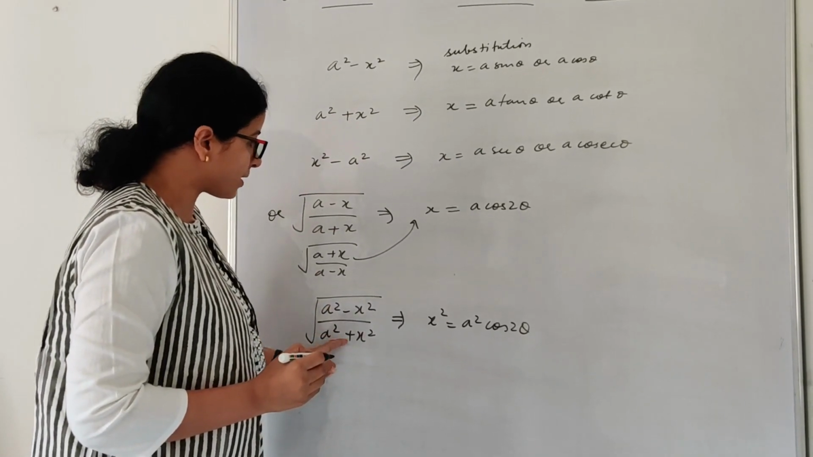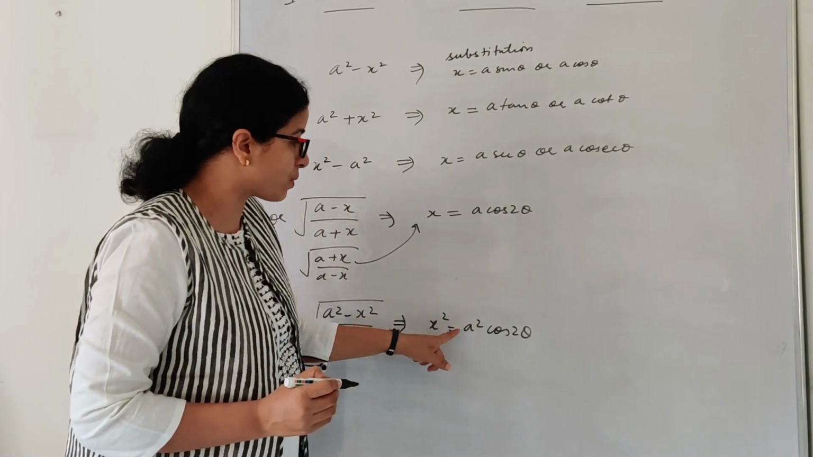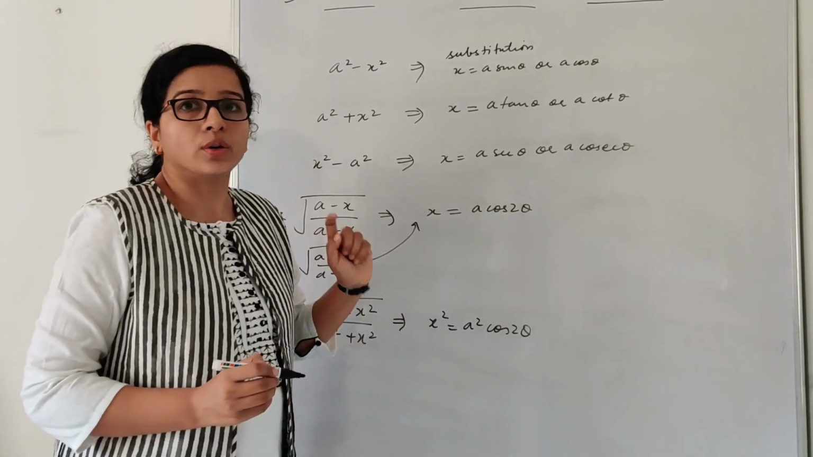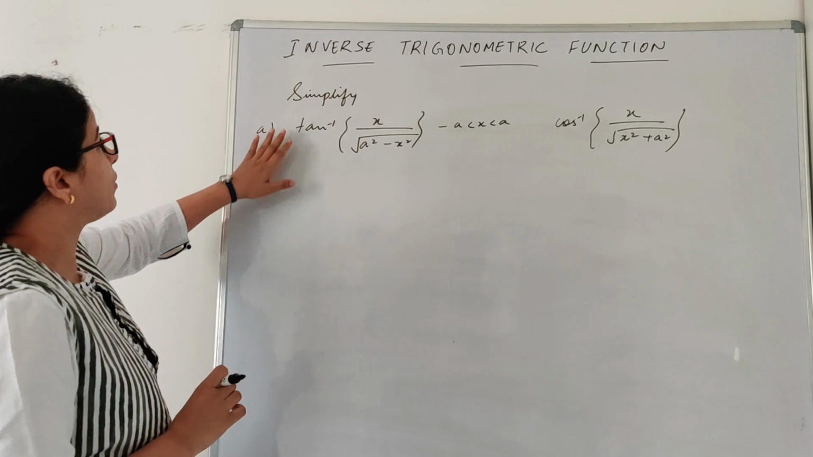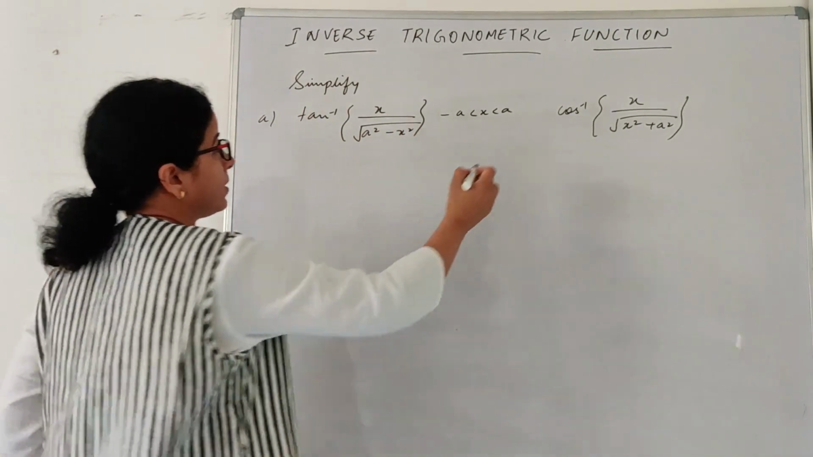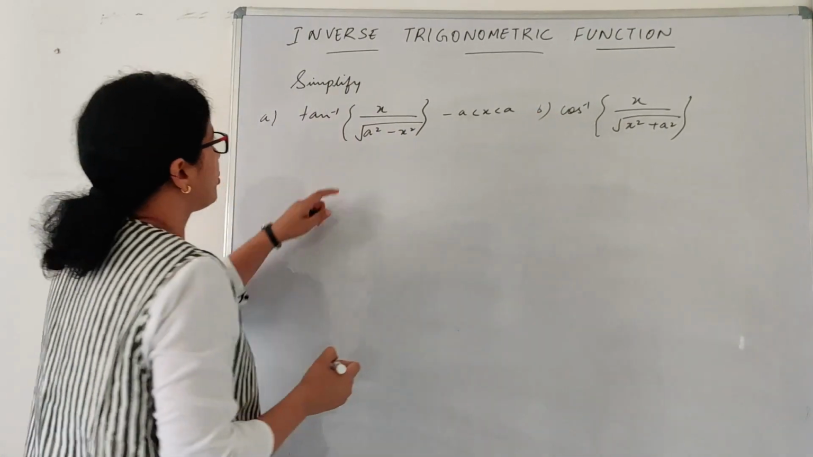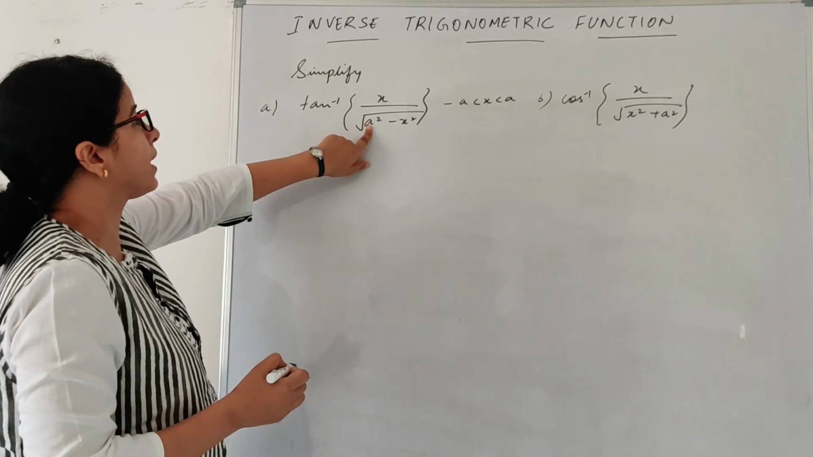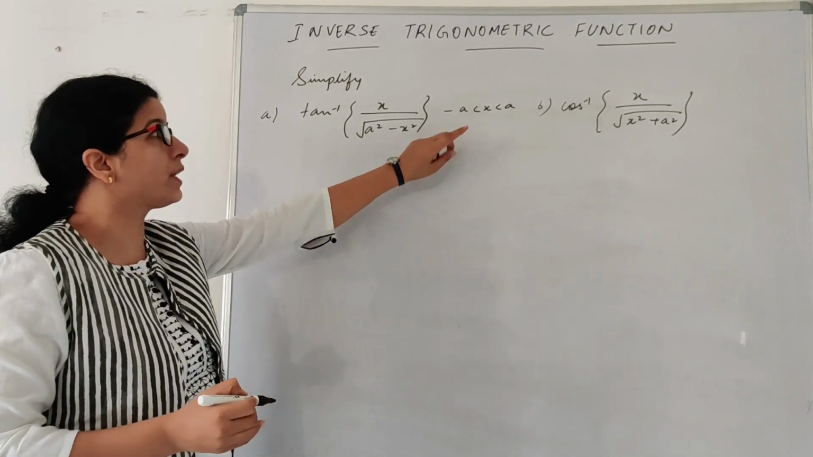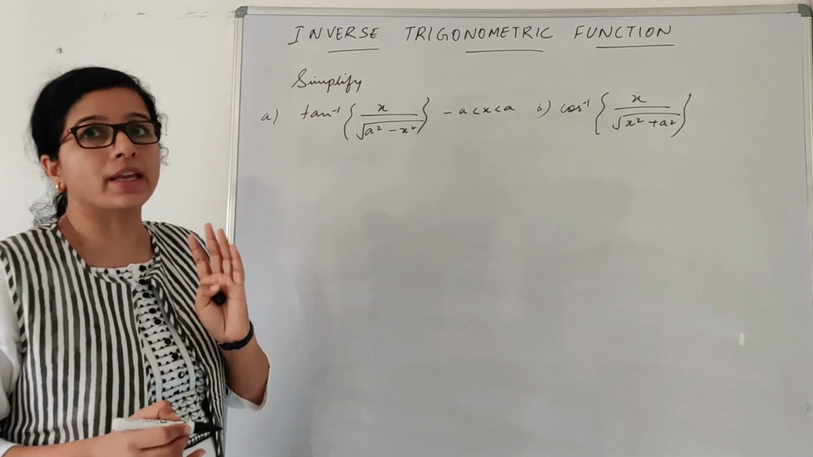Whenever both the cases are there, you have to always take x square is equal to a square cos 2 theta. Okay, so now we have to simplify the first question, and this is my B part. Now check this part. I have told you whenever I have a square minus x square, what will I take? x as a sin theta.